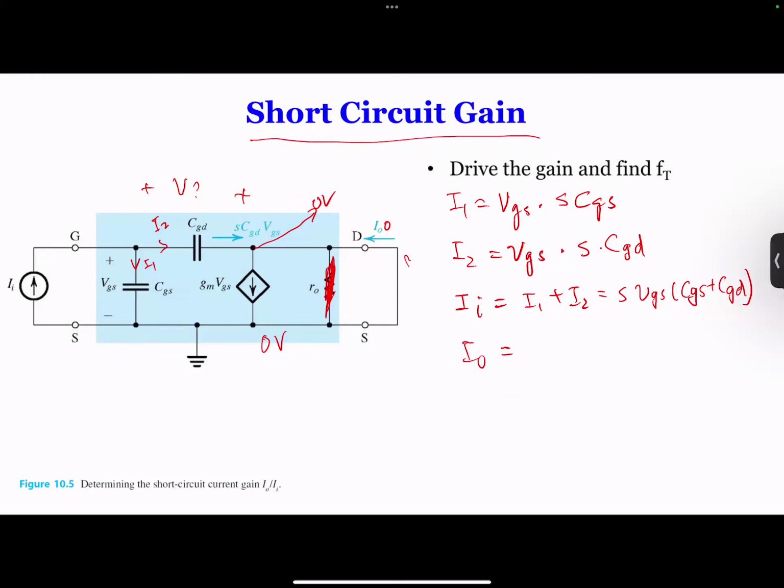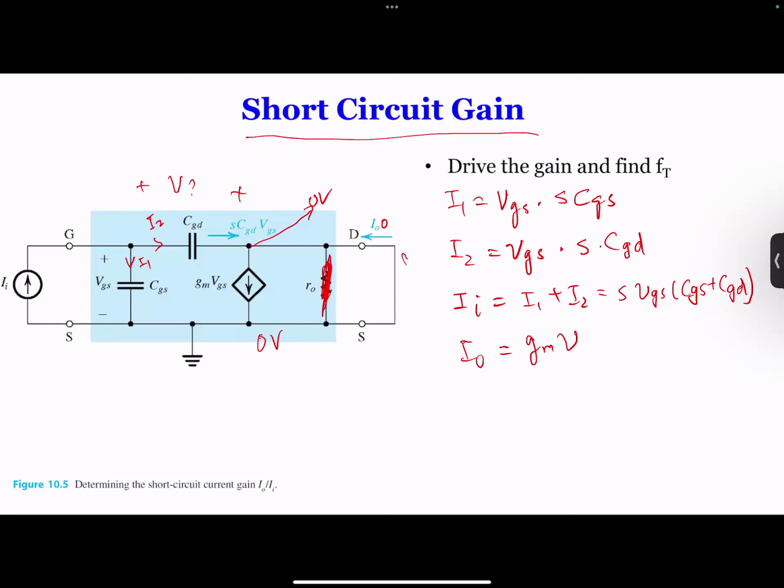Okay, so what is IO? IO is this way, which is here. This current is going down and this current is coming in, which means IO plus this one equals this one. So IO equals this one minus the other one. So IO equals GM VGS minus S VGS times CGD. Now we can get the current gain, because AI equals IO over II.